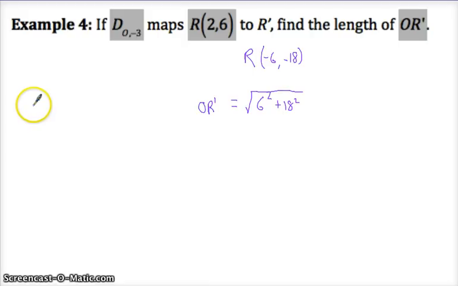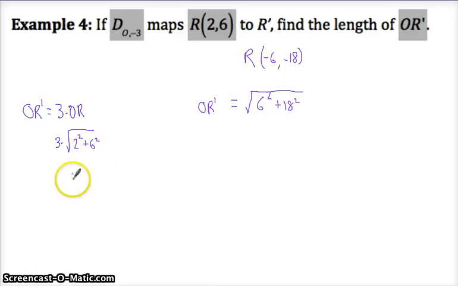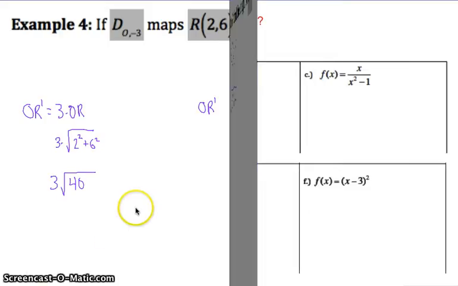Whatever that is. The other way we could do it is we know the distance from O to R prime should be 3 times the distance from O to R, which is the distance from 0 to 2, 6. This is almost easier to do in my head. And I know the square root is going to be reduced already nicely. That's 36 plus 4, which reduces some more. But I'm sure this will be equivalent to that. I'm trying to save you some time here.